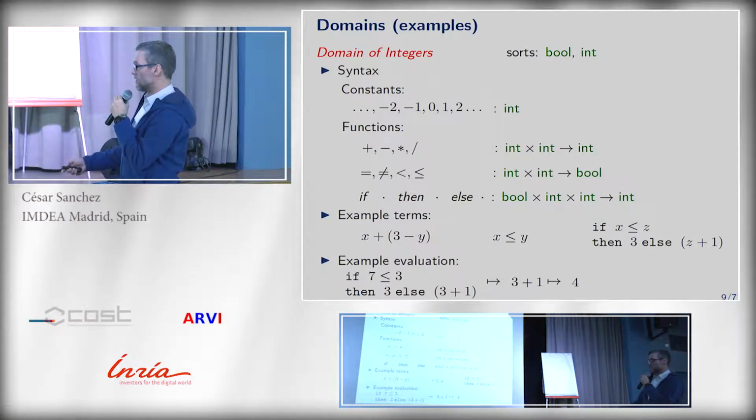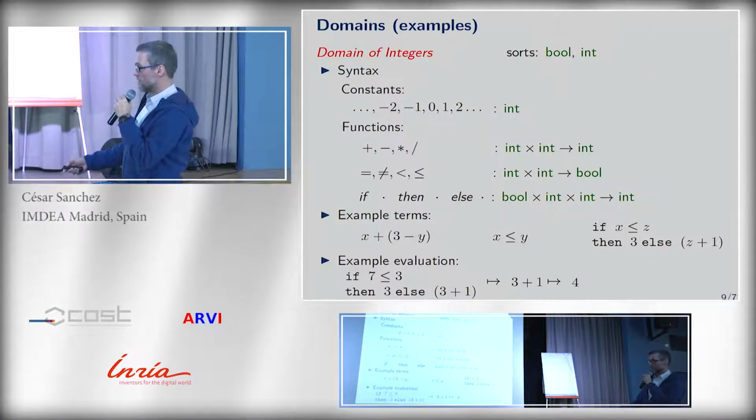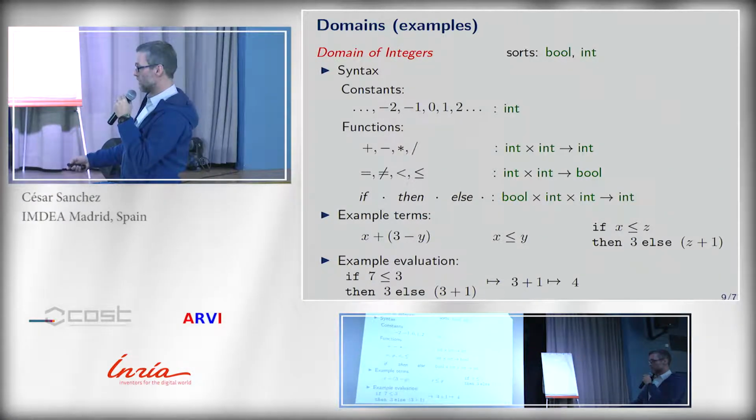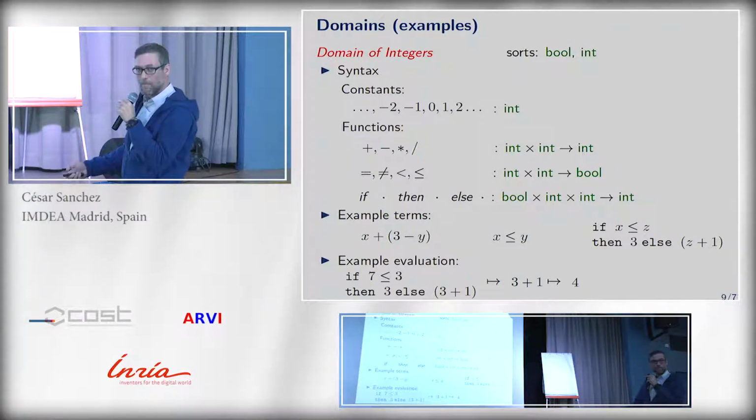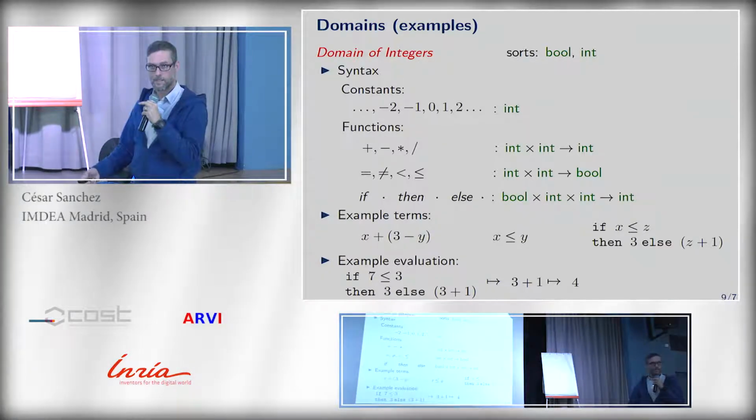And a simple evaluation of this term, once you know these values of these variables, would be as I present here. So if 7 is less than or equal to 3, that's false, so you have this term. 3 plus 1 is 4. This is what you produce by evaluating this. Because I happen to know how to evaluate less than, plus, and if-then-else. Okay?